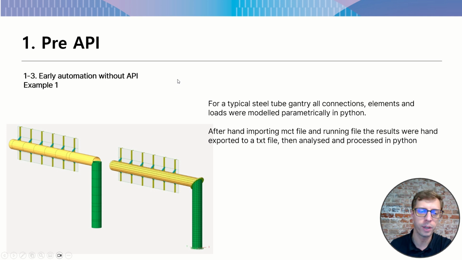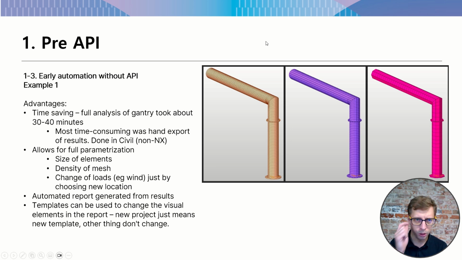Also, some design criteria are required for an entire section, while detailed design would then be used in the plate element model. The advantage of these parameters was essentially saving time. Full analysis of a gantry, including the generation of the calculation reports, took 30 to 40 minutes, while the most time-consuming element was the hand export of the results, which would be about 90% of that time.